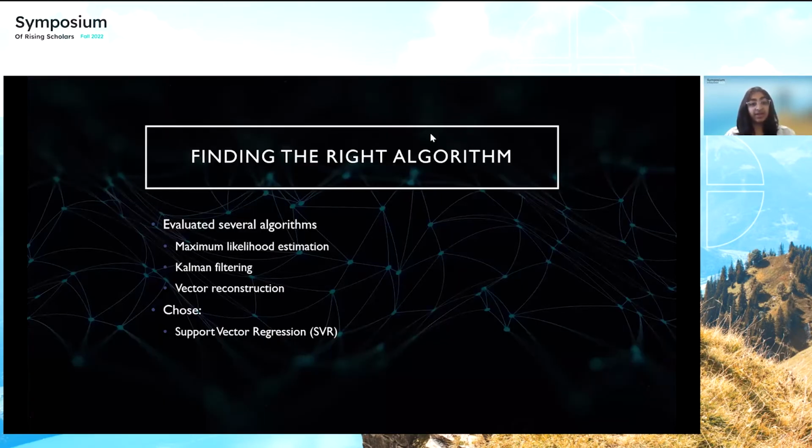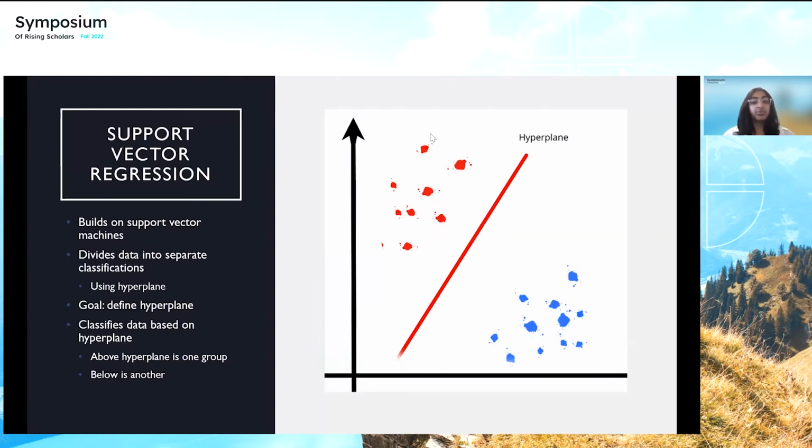My next step was finding the right algorithm. I evaluated several different algorithms, such as maximum likelihood estimation, Kalman filtering, and vector construction, but I ended up choosing support vector regression. Support vector regression builds on support vector machines, and the way it works is it classifies data into separate groups and classifications by using a hyperplane.